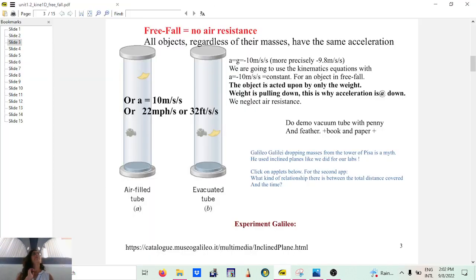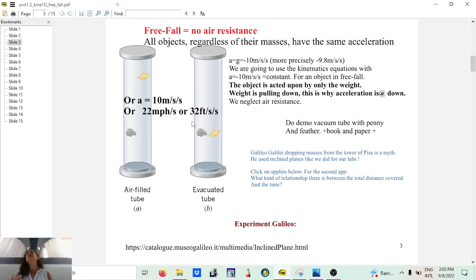Okay. So now we are still in 1D, and we're going to use the same kinematics equations, but now it's going up or down. So we're going to look at objects in free fall. Free fall meaning we are neglecting air resistance. In those cases, the acceleration is always negative 10. So here you just have the magnitude, but it's always negative 10 meters per second per second. If you want to convert that into miles per hour, that will be about 22 miles per hour per second, or about 32 feet per second per second.